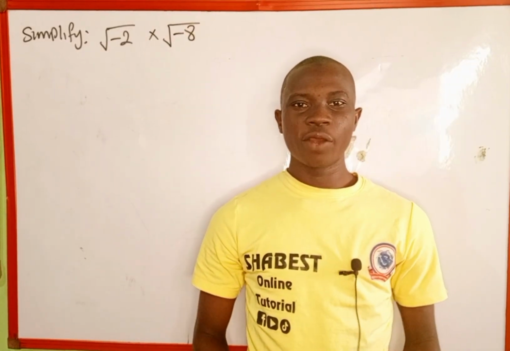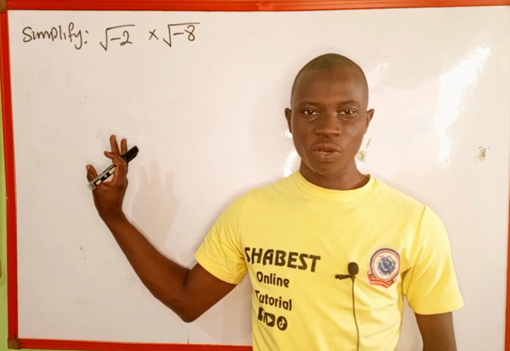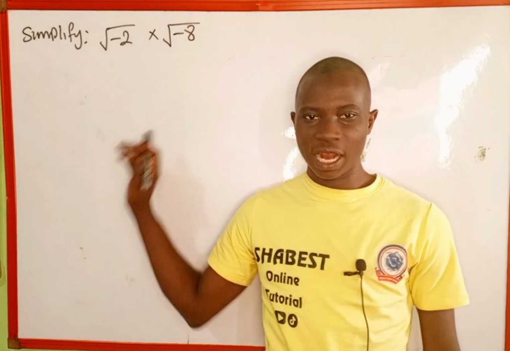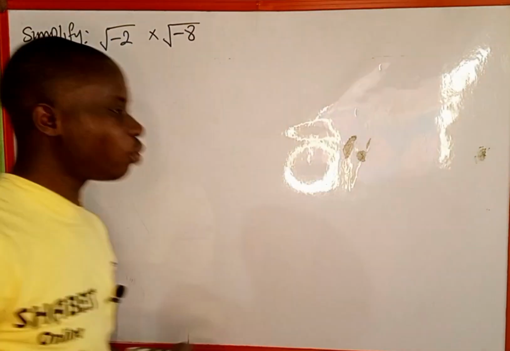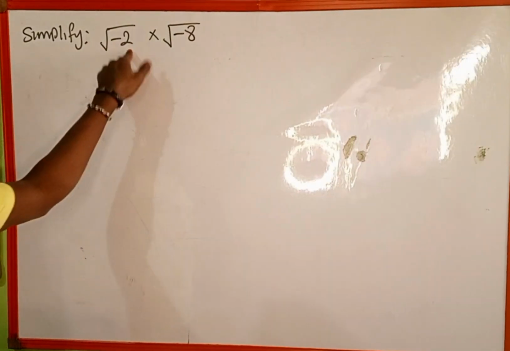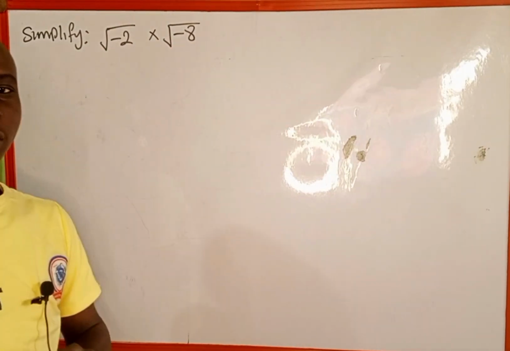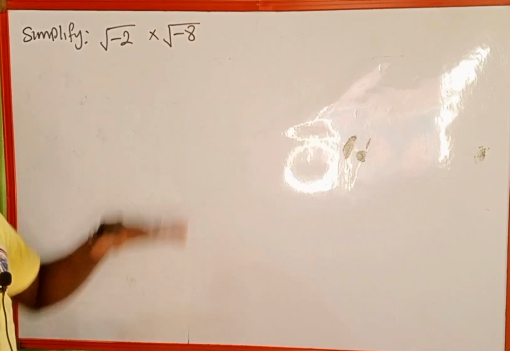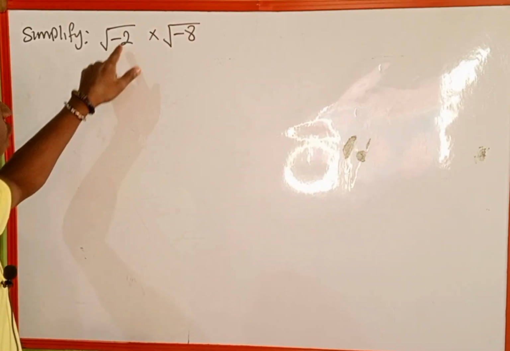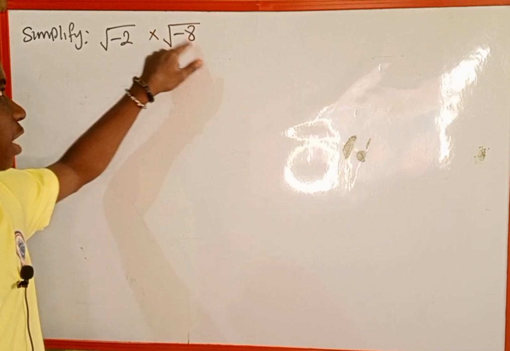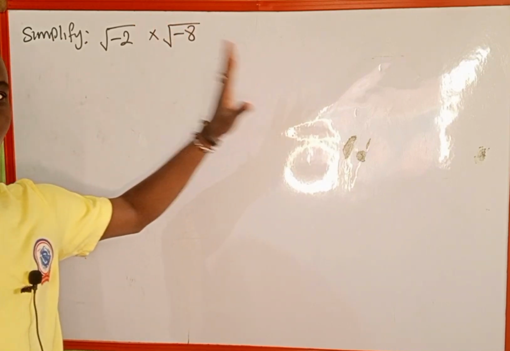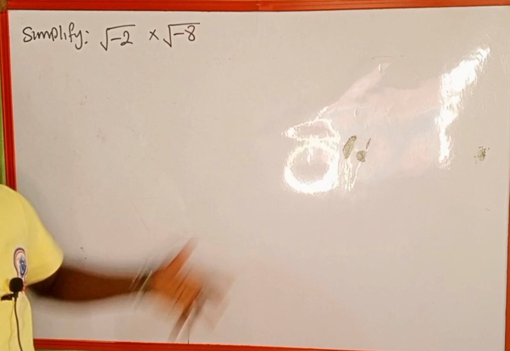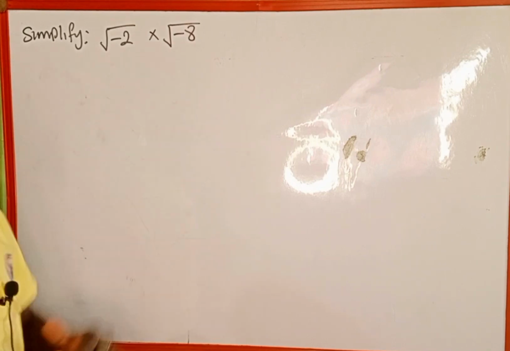In today's tutorial, we're going to learn how to simplify this radical expression on the board with negative radicand. So if you look at this expression, we have root of -2 multiplied by root of -8. And we know we cannot take the square root of a negative number. So even if you press this in calculator, root of -2 multiplied by root of -8 is going to be equal to undefined. If you press equal to, it will be undefined, but we can still simplify this.